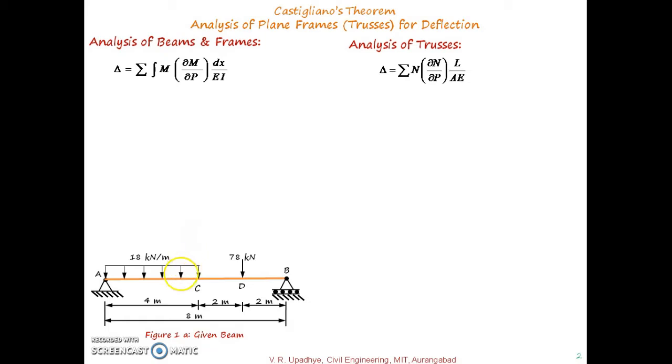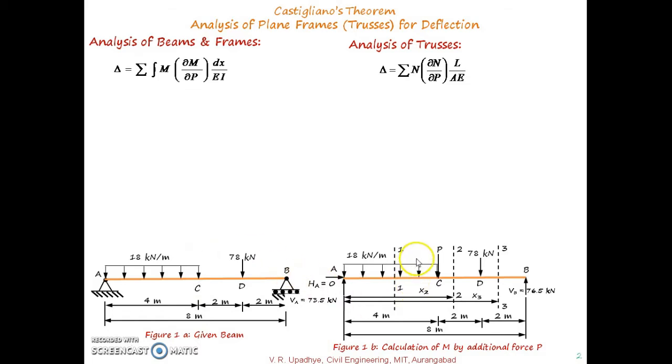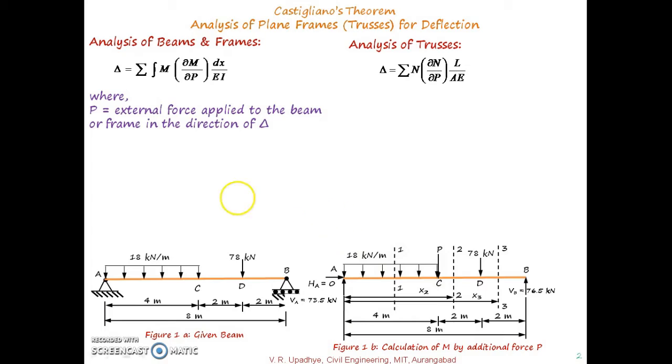In the earlier course Structural Mechanics 1, we used Castigliano's theorem for finding deflection at a particular position. Say for example, in this simply supported beam with whatever external forces are applied, like a UDL from A to C and a point load at D, when we calculate the vertical deflection at point C, we applied force P at that particular position, where P is the external force applied to the beam or frame in the direction of delta.